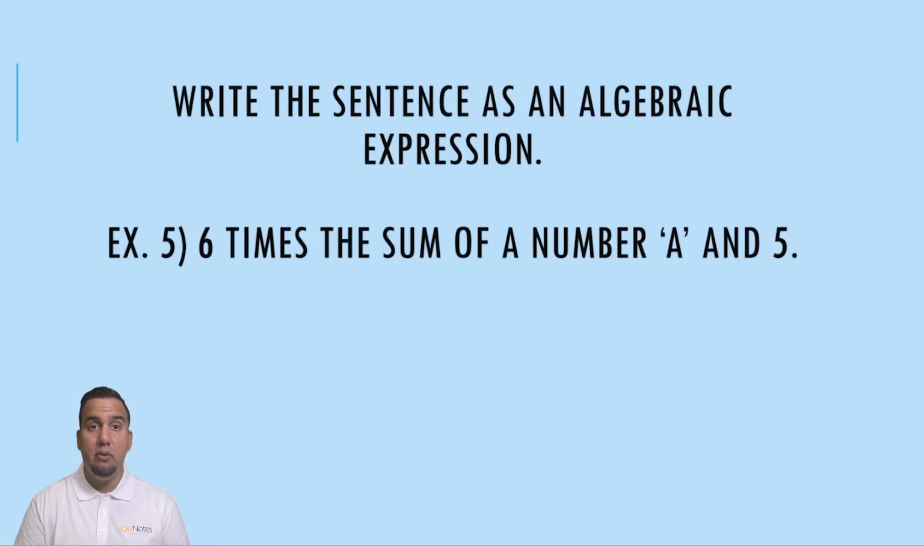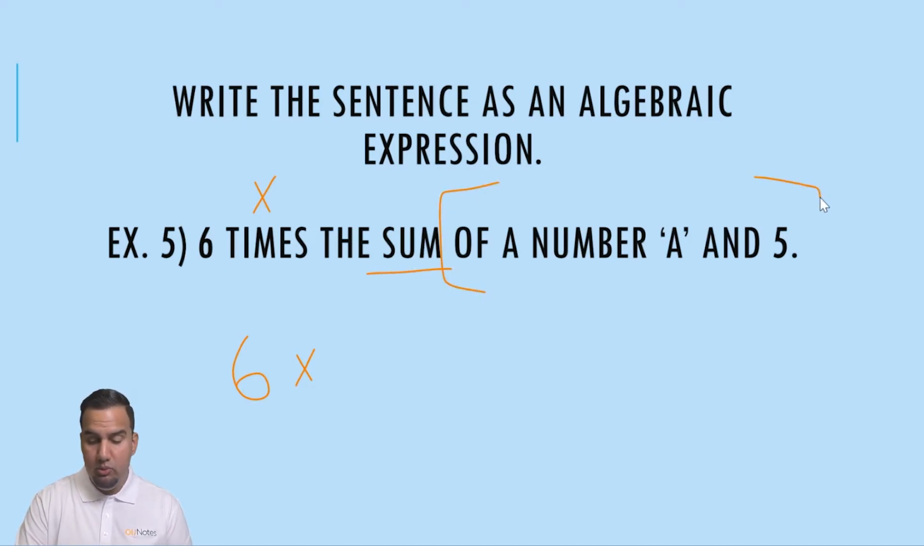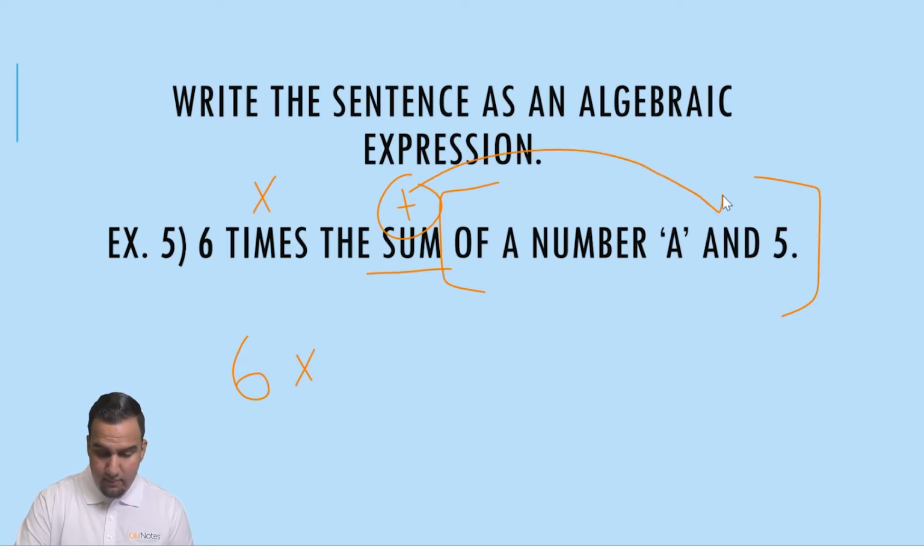Example 5. Remember, stop the video and try if you want to. 6 times the sum of a number a and 5. So I see 6 times. I know times represents multiplication, so it's going to be 6 times the sum of a number a and 5. So once again, this represents addition. What am I going to be adding? I'm going to take the plus sign, put it where the "and" is. So on the side, I'm going to put a number a, so that's going to be a plus 5.